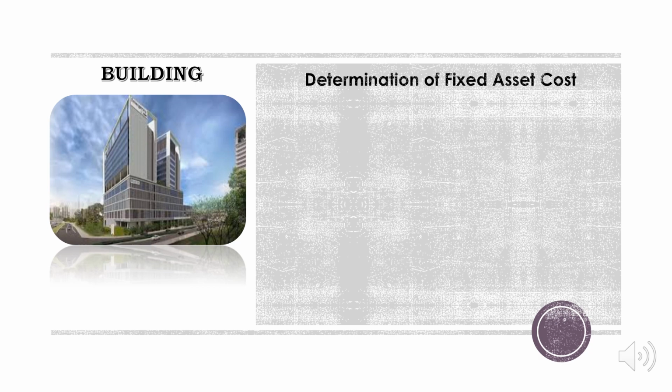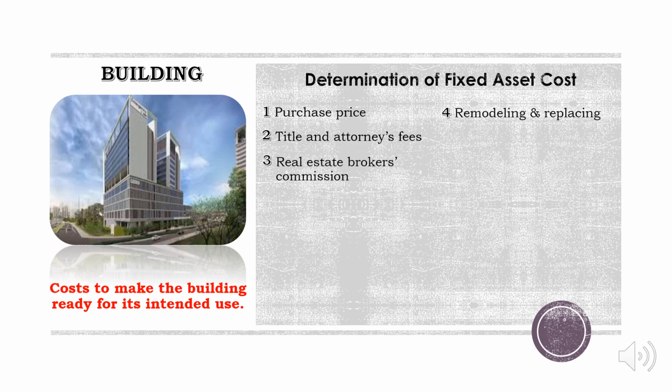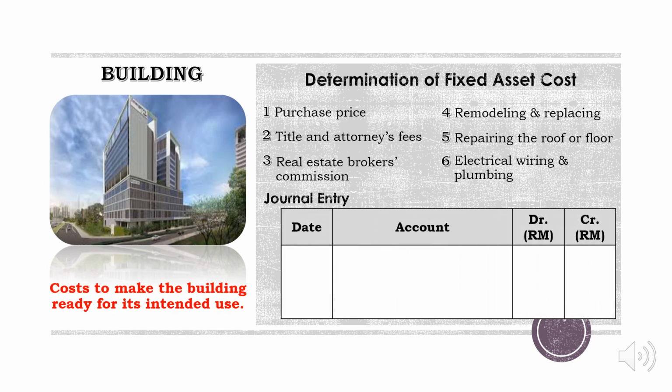For the cost of building, which is the cost to make a building ready for its intended use, the determination of fixed asset cost will include purchase price, title and attorney fees, real estate broker commission, remodeling and replacing, repairing the roof or floor, electrical wiring and plumbing. So the journal entry will be debit building, and credit cash.